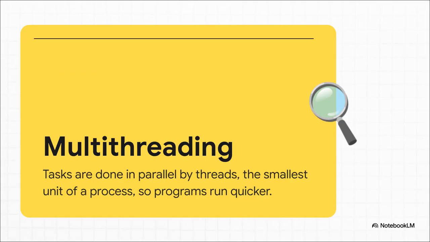So a process is the program itself, like your web browser. A thread is just a tiny piece of that program. For instance, in your browser, one thread could be responsible for loading images while another thread is responding to your mouse clicks. Multi-threading lets a single program do multiple things at once, which is what makes it feel so fast and responsive.